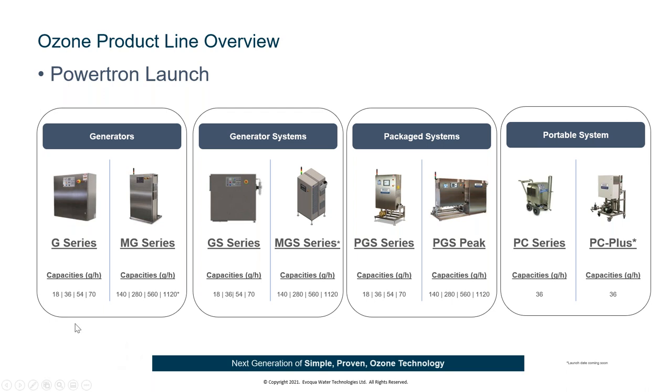So the capacity for all the systems is 18, 36, 54, 70 for generator, generator system, package system. And we have bigger capacity as well, which is 140 to one kilo for each system. And the portable system comes with 36 gram per hour capacity.